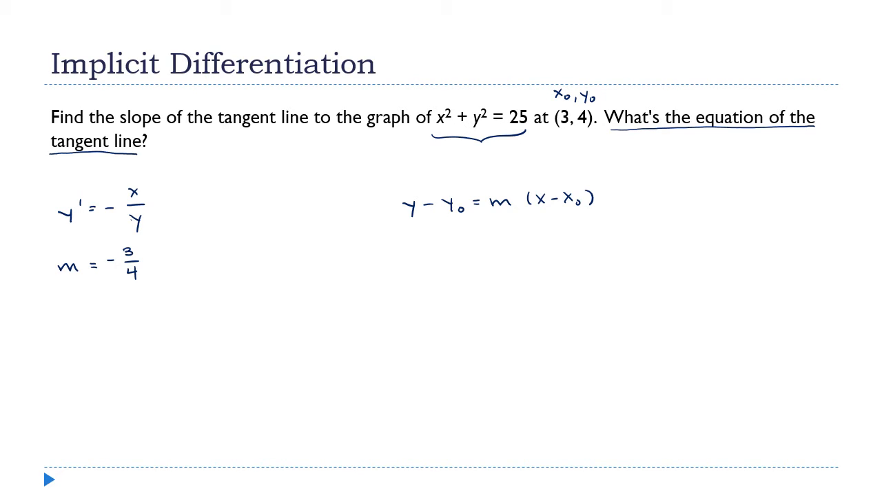And now I'm just going to do some substitution. This is y minus 4 equals negative 3/4 times (x minus 3). And now it's just cleanup. y minus 4 equals negative 3/4 x plus 9/4. Add the 4 to both sides. I'm going to make it 16/4 over here, do the common denominator. y equals negative 3/4 x plus 25/4. And that's it. There's my answer, the equation of the tangent line at the point (3, 4).